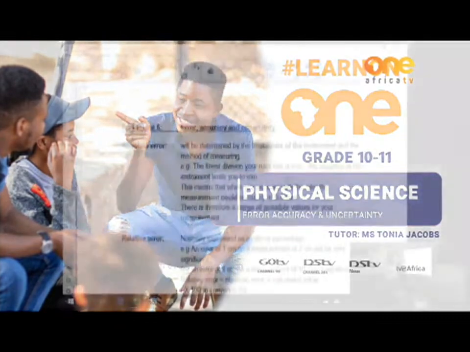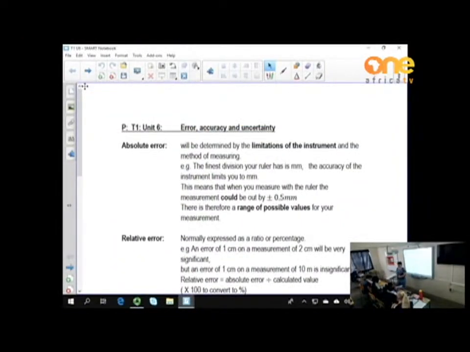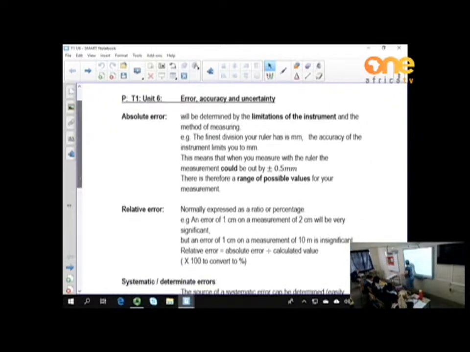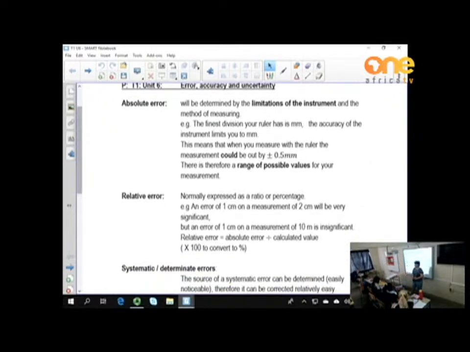Unit 6, error, accuracy, and uncertainty. And once again, it's very similar to what we have done in the chemistry class. What is an absolute error? Yes, due to the instrument. It limits us so that there is always an error on your reading. And the error would be to the closest unit, the smallest unit on your instrument. The finest division on your ruler has millimeters, so the accuracy is to the nearest millimeter.